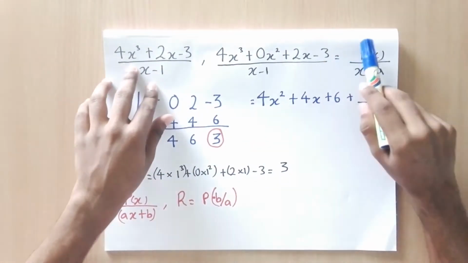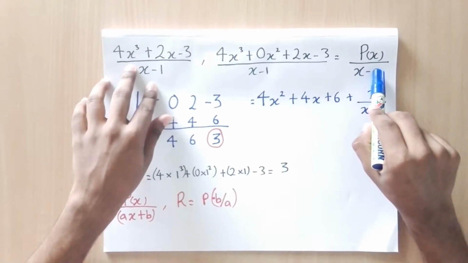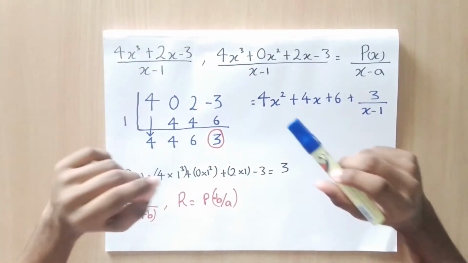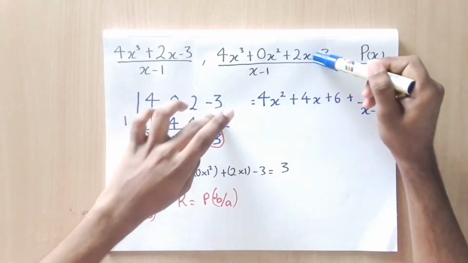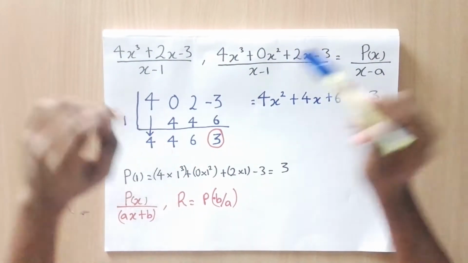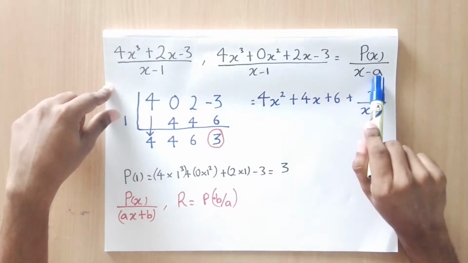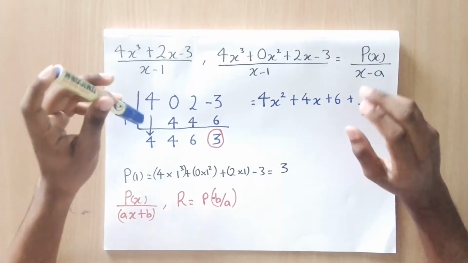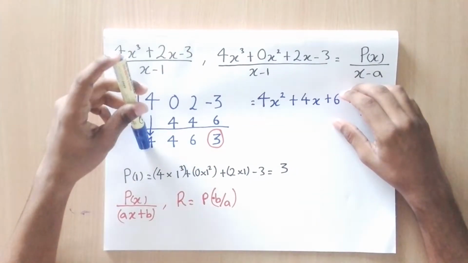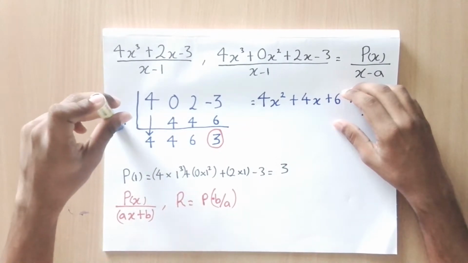This we can write as p(x) divided by x minus a. Then we write down the coefficients. That would be 4, 0, 2 and minus 3. Later we write down a here. So here in this question a equals 1. So we write down 1 here. Then we bring down the first number. That would be 4. Next we multiply 4 with this number 1.